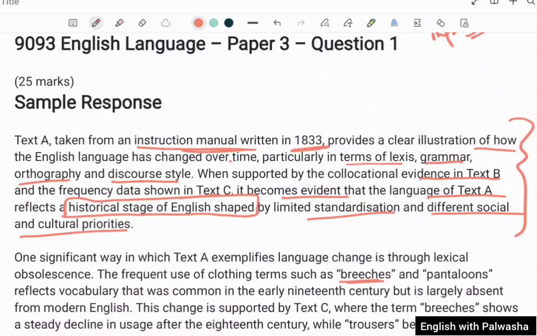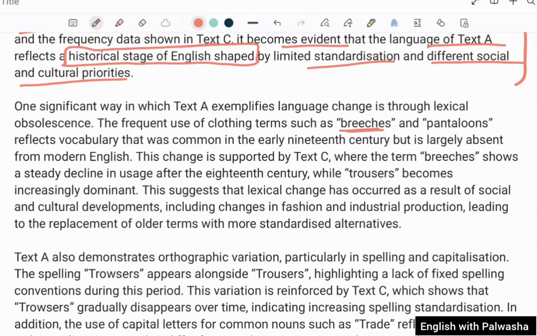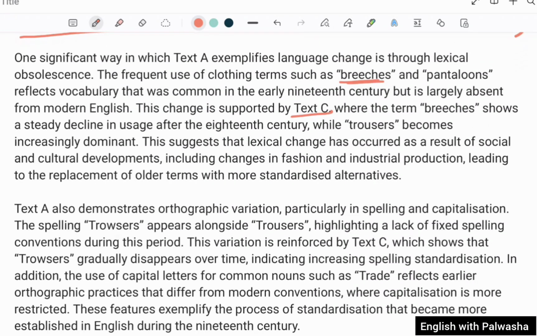But then there are so many. Okay, now this is next. One significant way in which text A is exemplified. So we start from text A. We talk about text C in between. And then in between there is text B too, right?